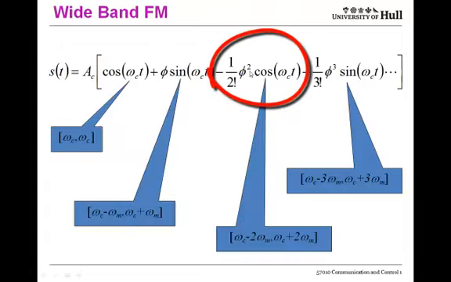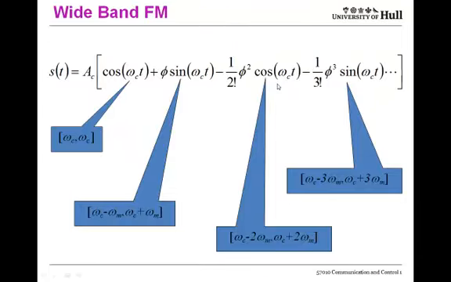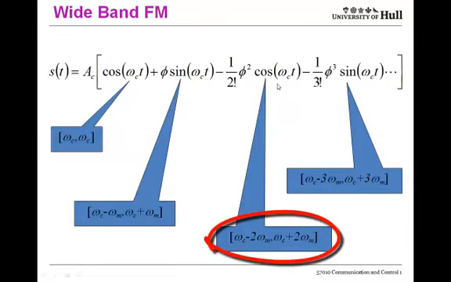Now this one, phi squared, I'm going to state, has a bandwidth of twice omega max, and when you multiply it by cos, it upshifts it to be around the carrier frequency.